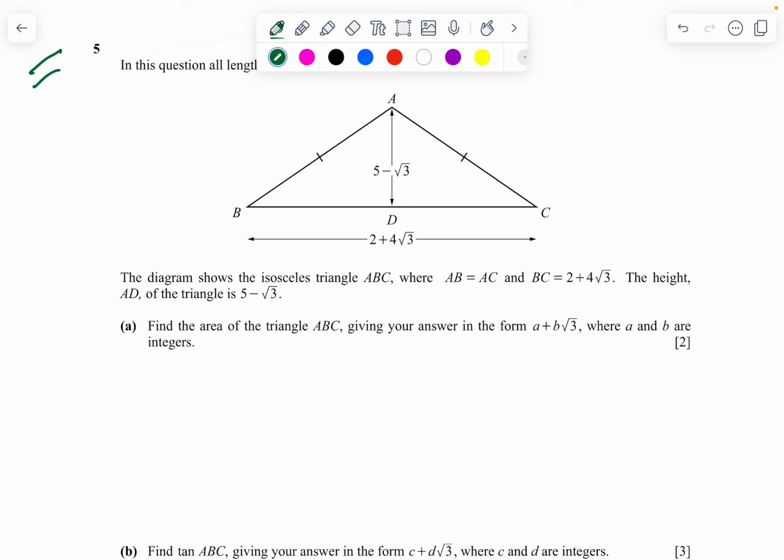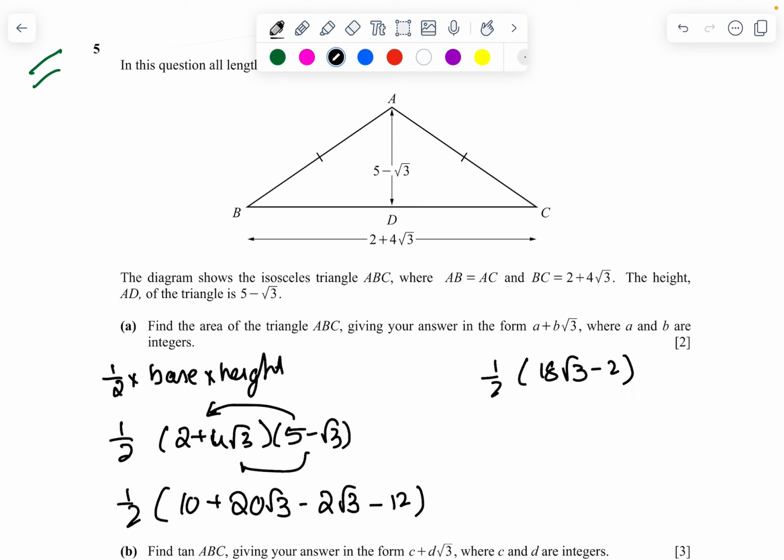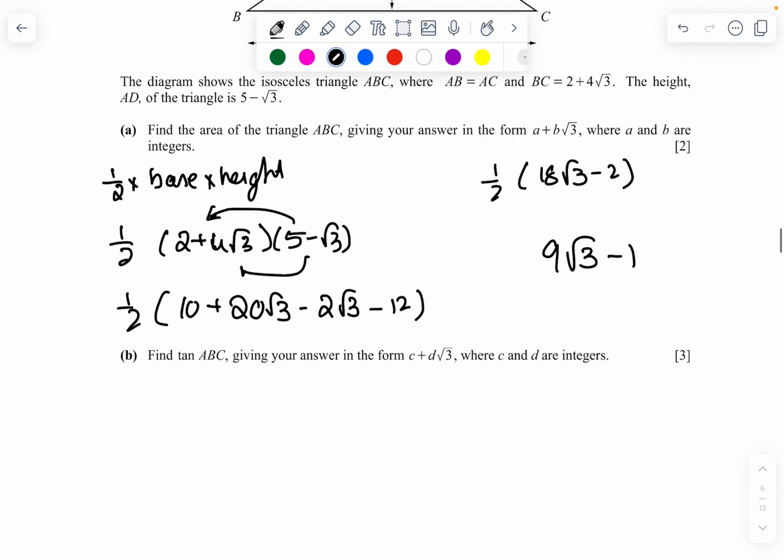So an isosceles triangle ABC, AB equals AC, and BC is 2 plus 4 root 3. Find the area of the triangle. Area of a triangle is half times base times height. So what is that? Half times base, which is 2 plus 4 root 3, and height is 5 minus root 3. So what does that become? 1 upon 2 times. Multiply with 5 both, it becomes 10 plus 20 root 3. And now multiply with negative 2 root 3. It becomes negative 2 root 3 minus 12. So it's going to be 1 upon 2 times 18 root 3 minus 2. So divide that by 2. 9 root 3 minus 1.